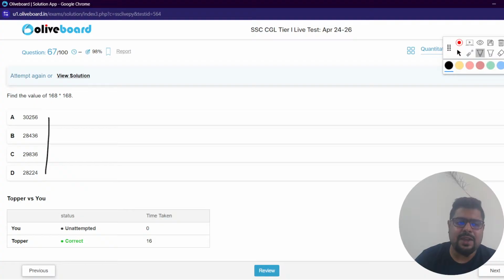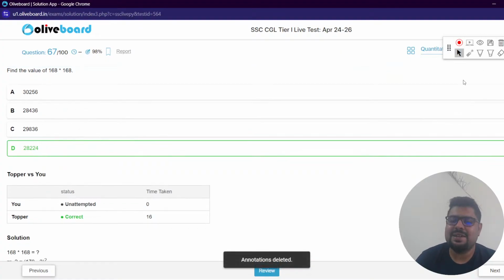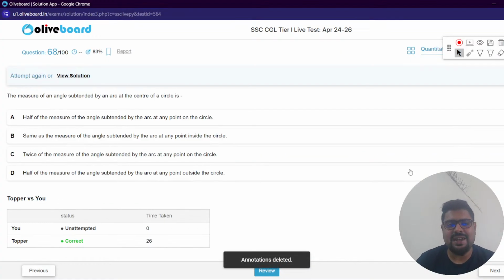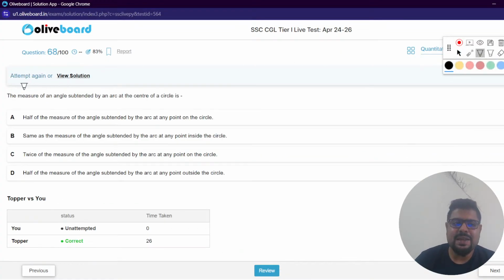Again, all four having 6, 6, 6, and 4. But again, the good thing is 8, 8. Unit digit is 4. And there is only one option with that unit digit. I'll not calculate. That's my answer. Just go with the unit digit. Done. Next one, please.